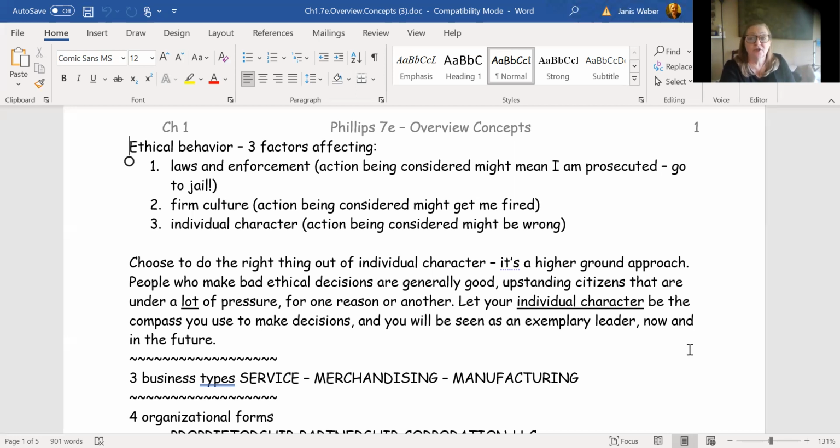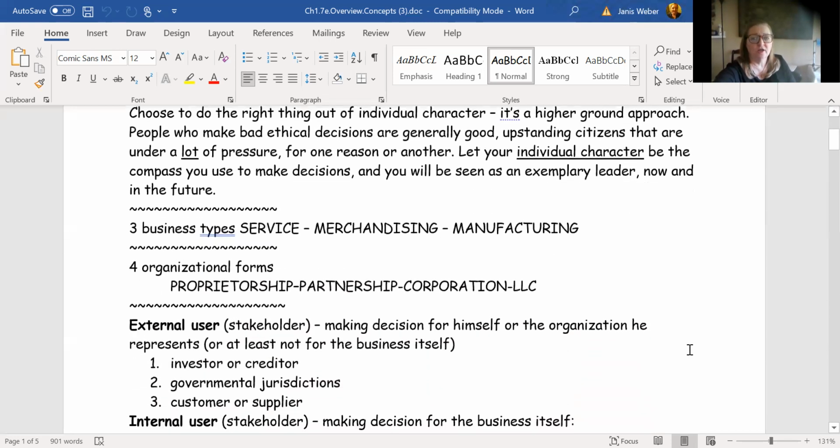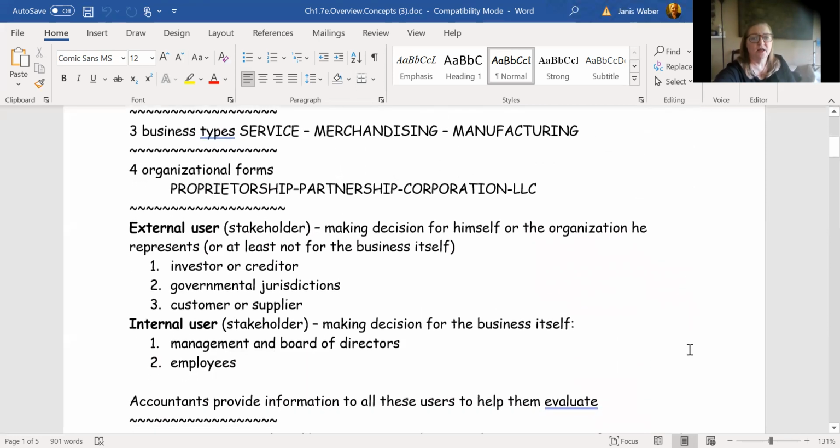And so I encourage you to always keep in mind when you're working in accounting, don't compromise on the little things, because those things tend to lead you into compromises in larger matters. Okay, so you just choose to do what's right out of individual character and take the higher road. And so this is really important. And I wrote a little bit about it in here just because I want to make sure that you understand the significance. Okay, so let's start talking about some of these overview concepts in accounting.